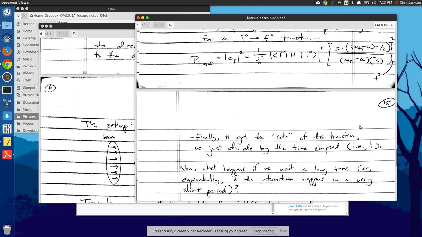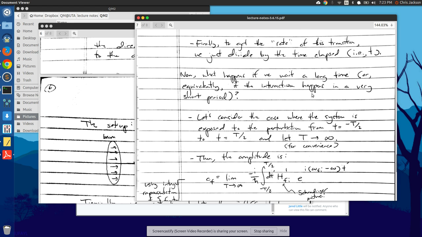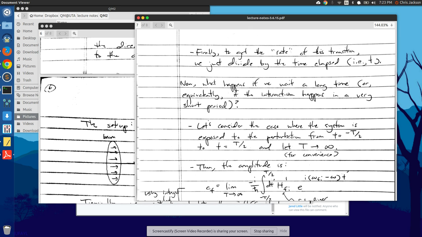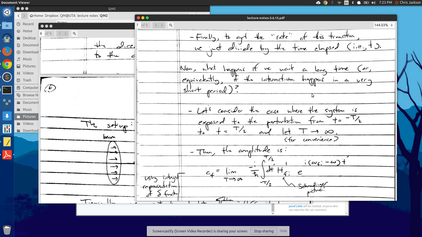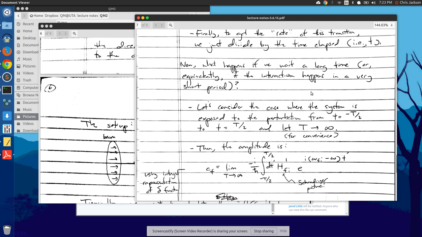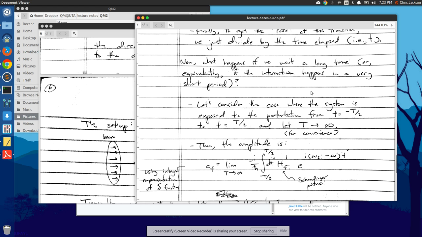So this is what we're after, right? We're thinking about this in the sense that the interaction only happens for nanoseconds or something like that, and so what we want to do is see if we could somehow approximate this thing without having to do the full calculation.